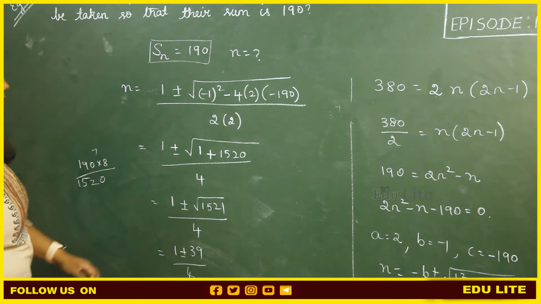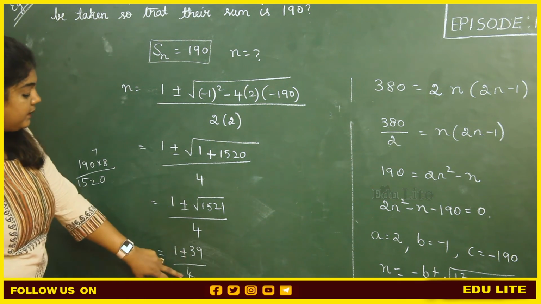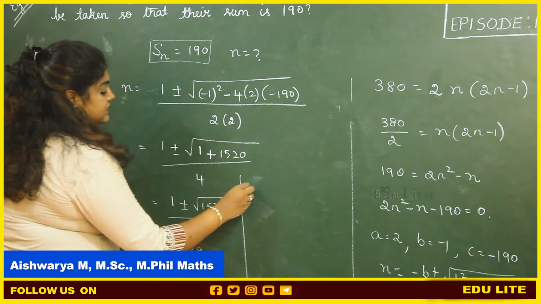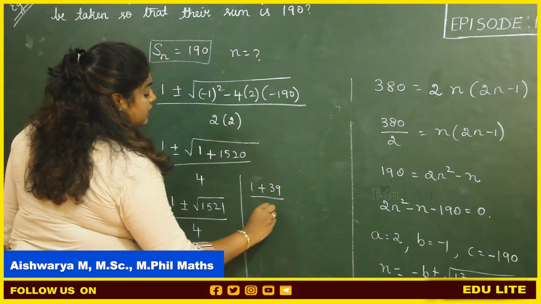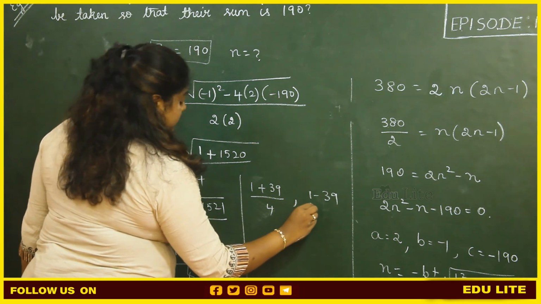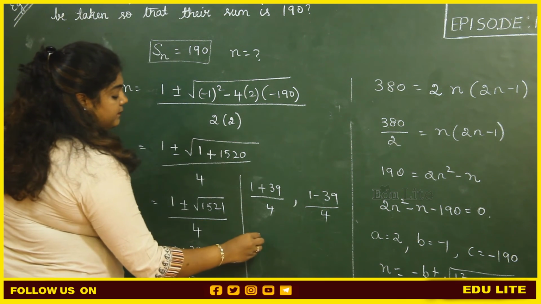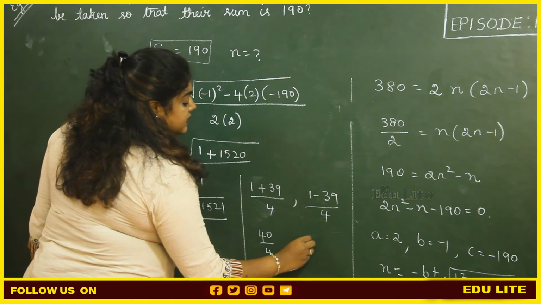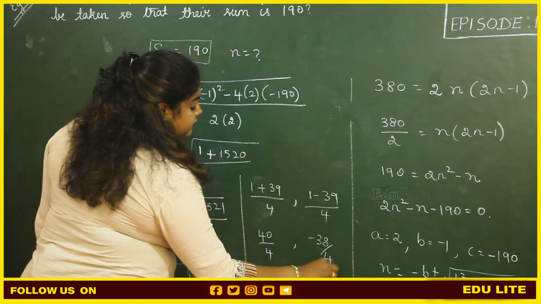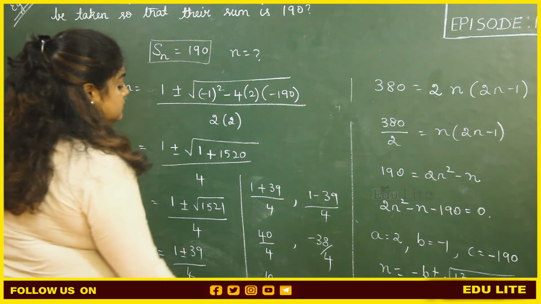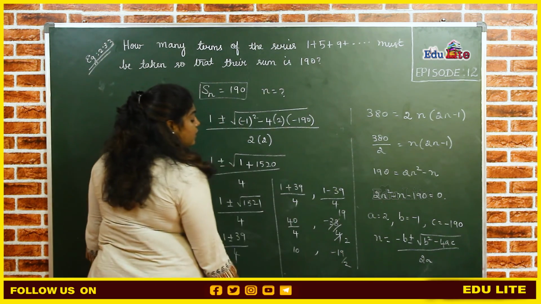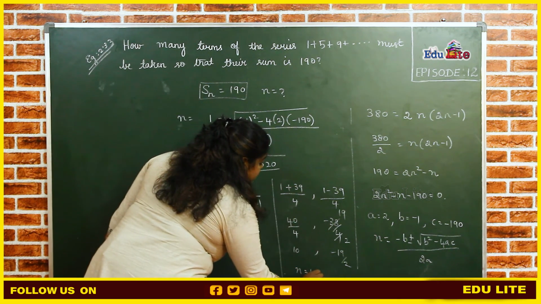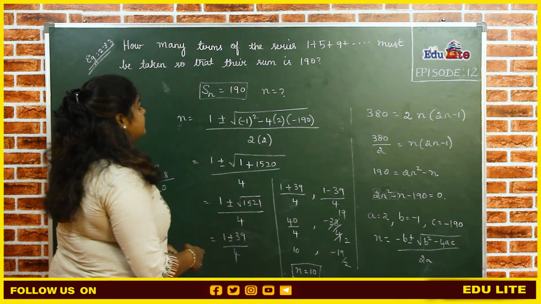We have to simplify using both the operations. That is 1 plus 39 by 4 and the other one is 1 minus 39 by 4. Let us do so. 1 plus 39 by 4 is 40 by 4, which is nothing but 10. 1 minus 39 by 4 is minus 38 by 4. It is minus 19 by 2. The value of n cannot be negative. Therefore, we have to consider the value of n as 10. So, thus we have found out the value of n, which is nothing but 10.